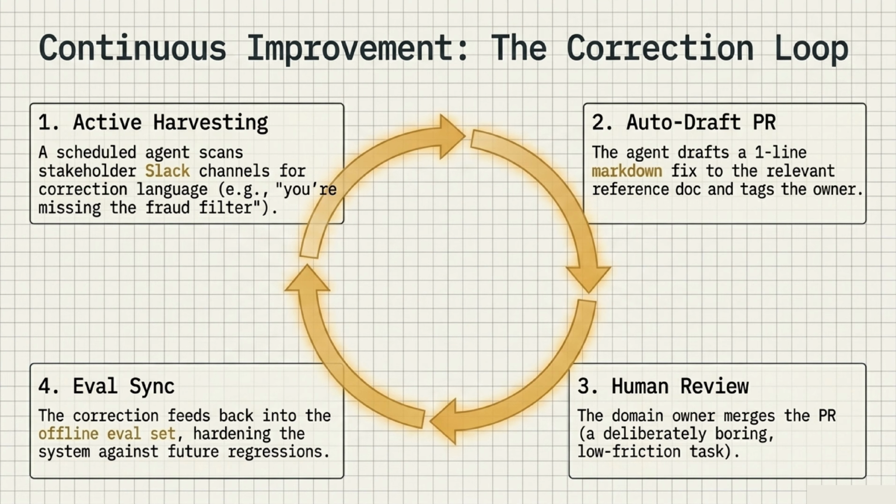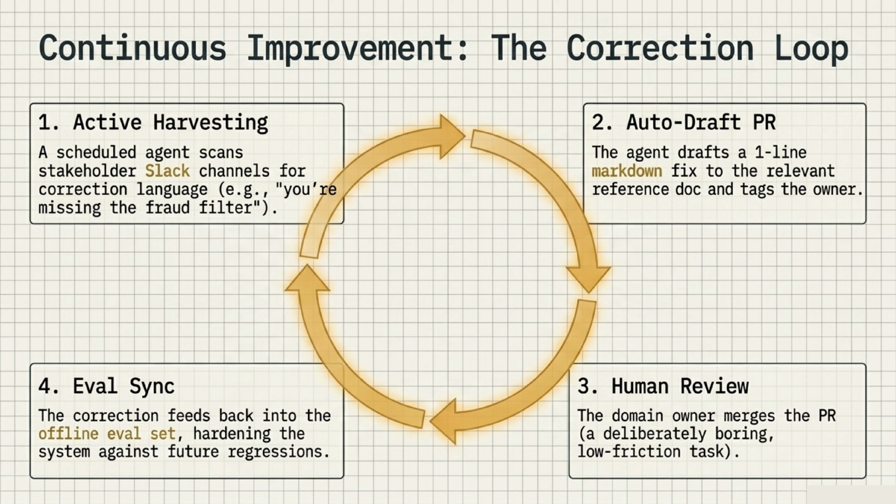To tie it all together, we have a continuous improvement cycle we call the correction loop. Step 1. An active agent harvests stakeholder Slack channels looking for correction language, like someone saying you're missing the fraud filter. Step 2. The agent autodrafts a one-line markdown fix and tags the domain owner.